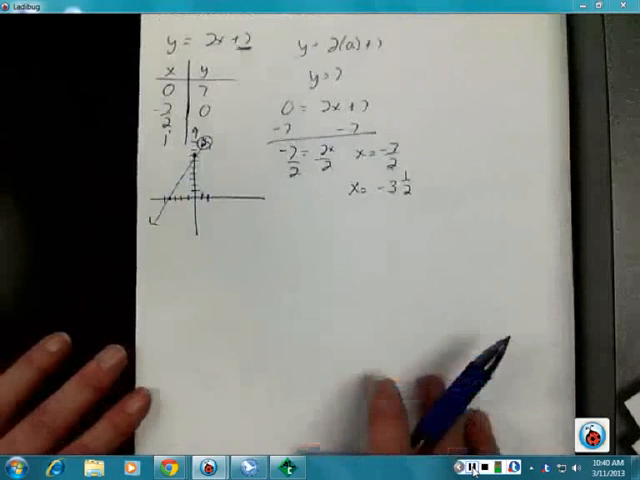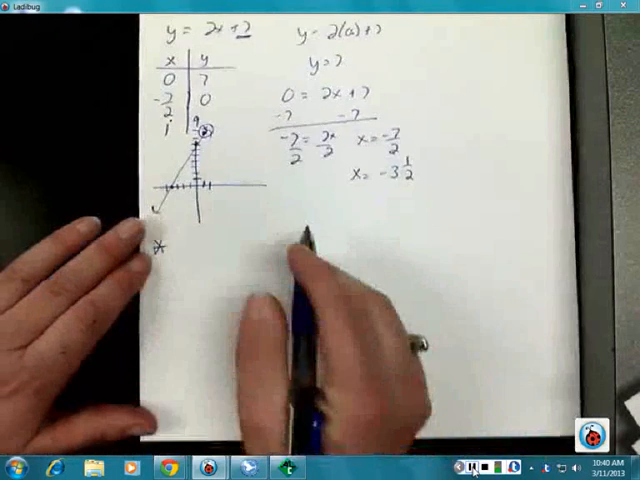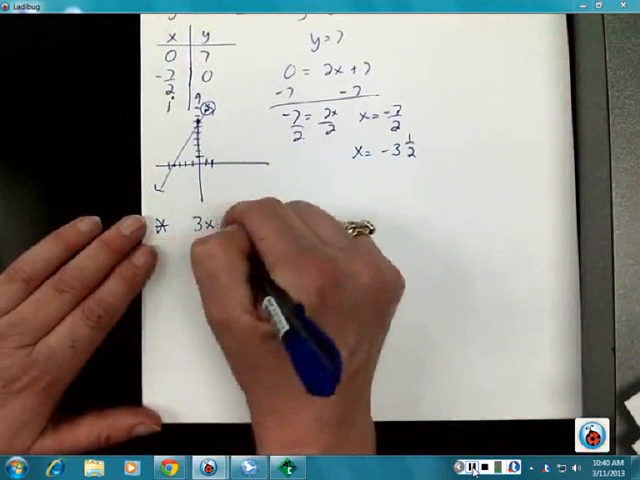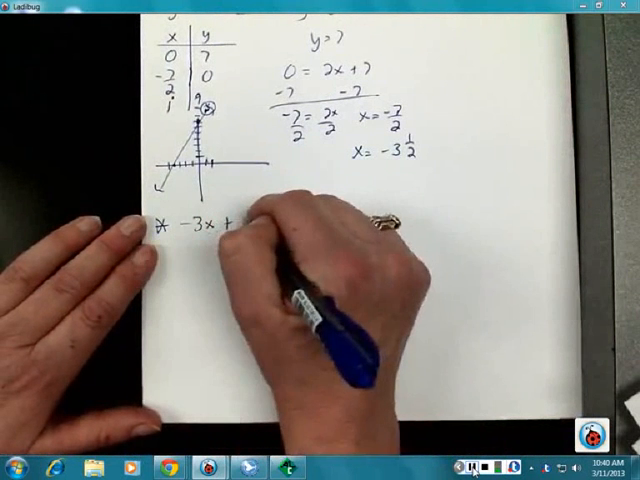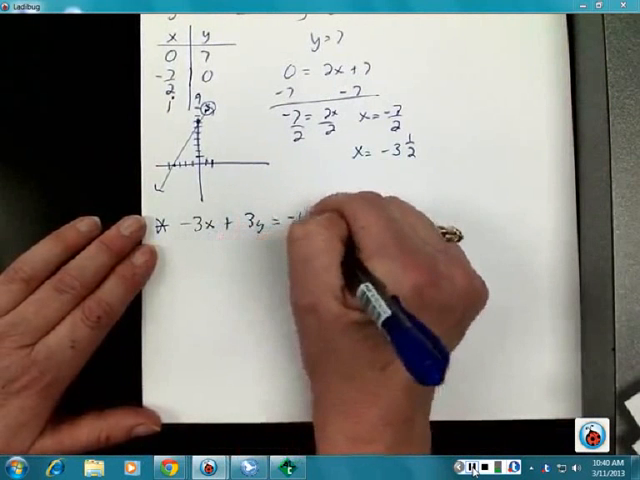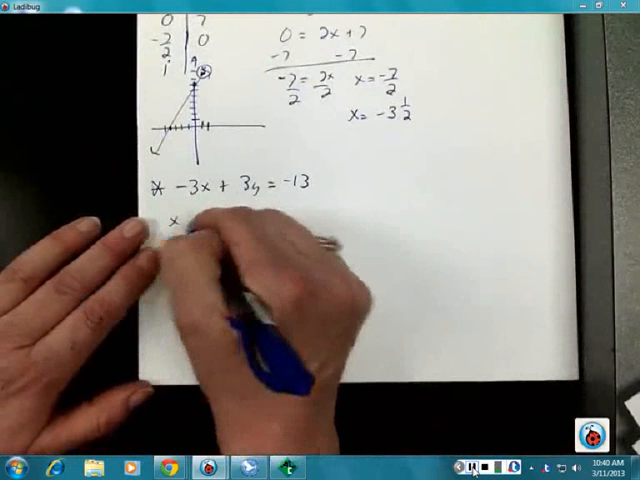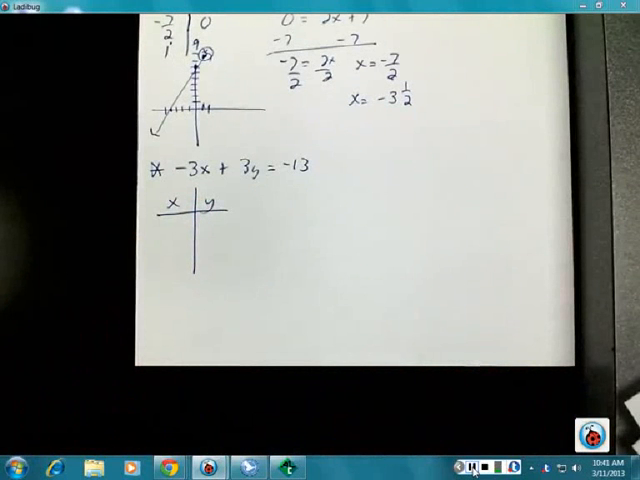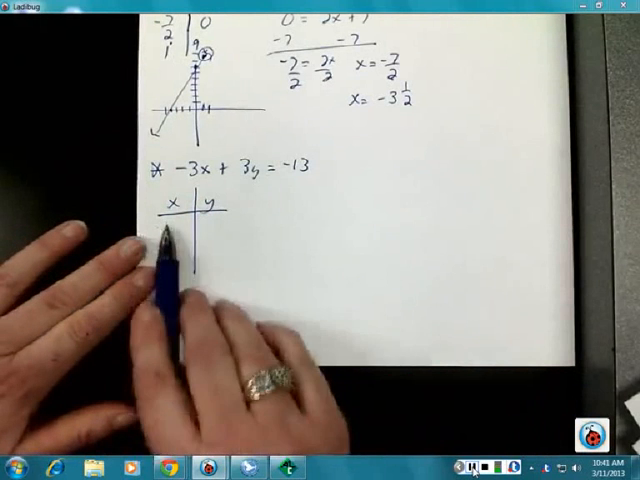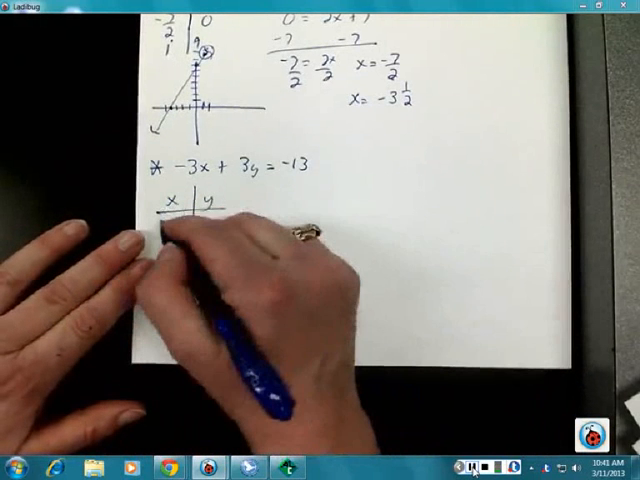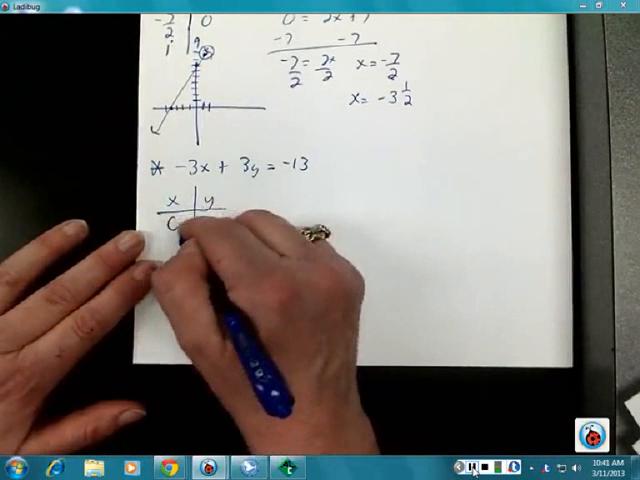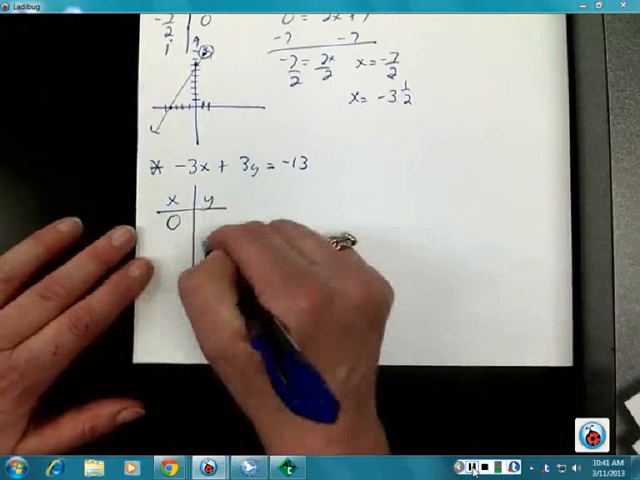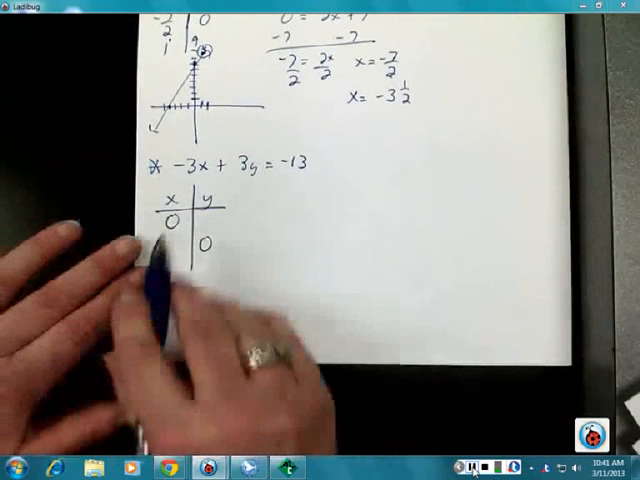So what if we had this for a problem? Negative 3x minus 3y is equal to a negative 13. Okay, if that were my problem and I need to plot some points, I would probably end up putting zeros in here for my x, or my y-intercept. X is 0. For my x-intercept, y is 0.